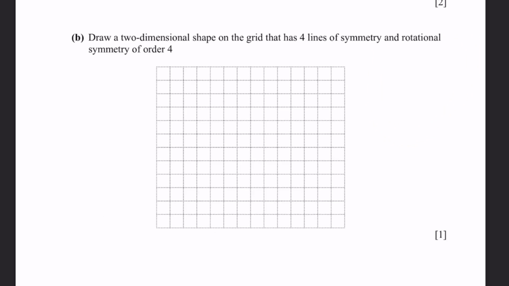B. Draw a two-dimensional shape on the grid that has 4 lines of symmetry and rotational symmetry order 4. A square has both of these properties, so we simply draw a square on this. I'm going to be drawing it with 6 units side, but you can draw it with any number of units at the sideline. That's it.